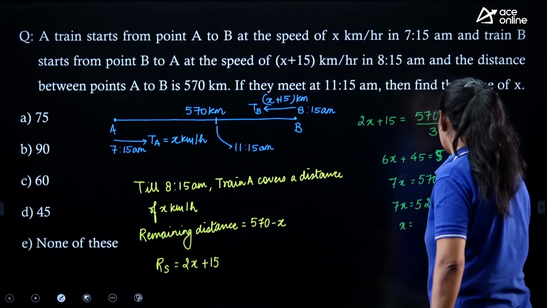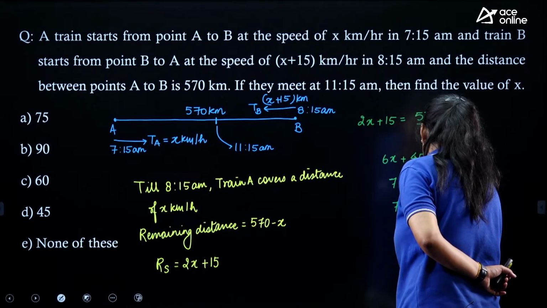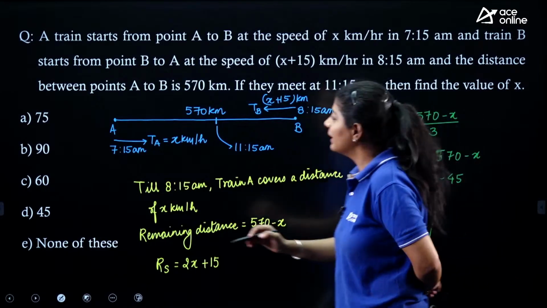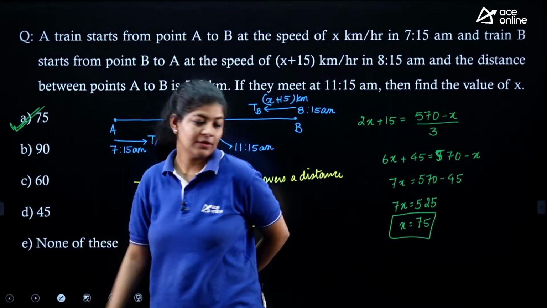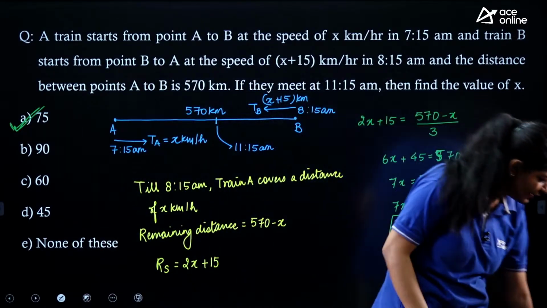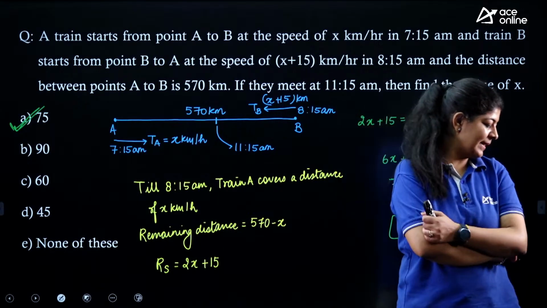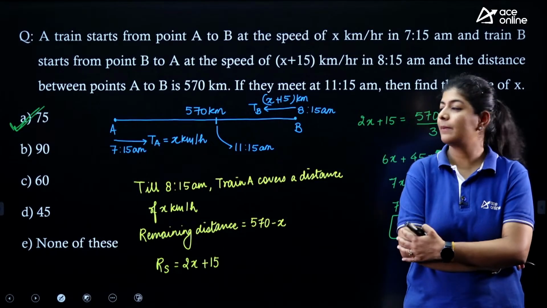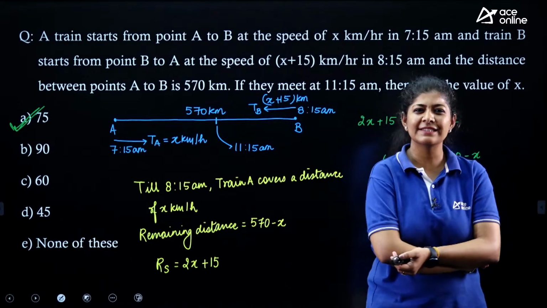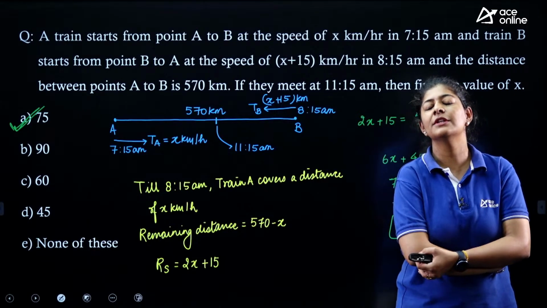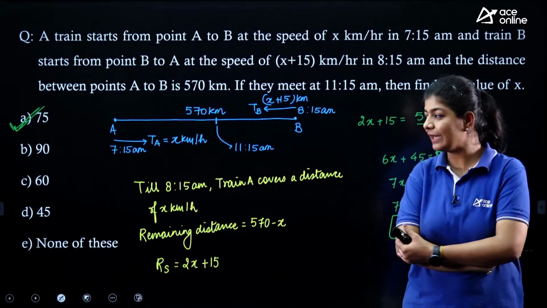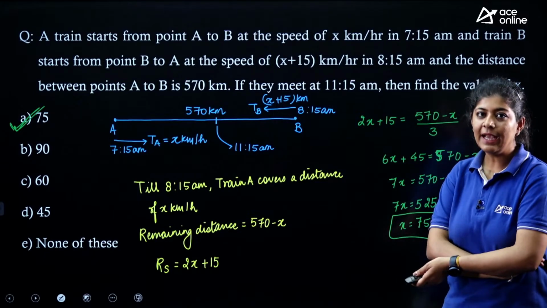What value are we getting? Here we are getting 75. Option number A is the correct one. Very good, Surya. Very good, Deepak. The correct answer over here is option number A, 75. It's quite easy. All we need to do is simply use the concept of relative speed, and we can easily get the answer.